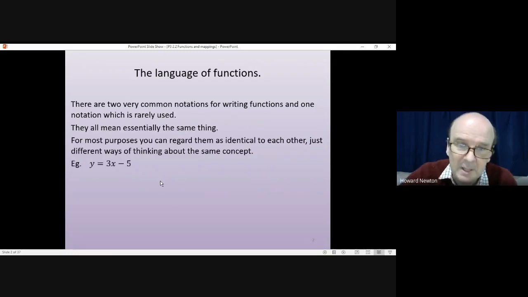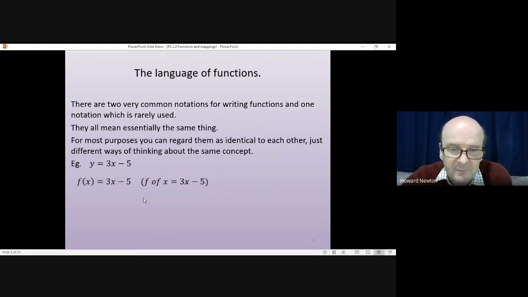So, for example, the language you'll be most familiar with comes from Cartesian geometry, something like y equals 3x minus 5. You should also be familiar with function language: f of x equals 3x minus 5. And that is how you would read that, f of x.